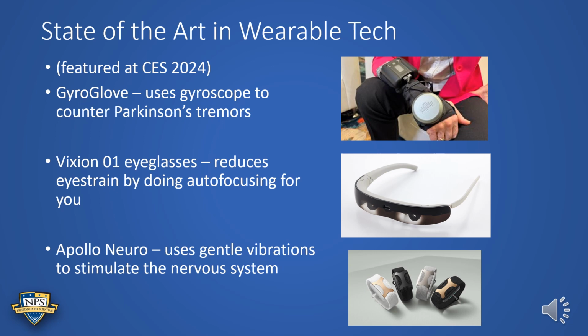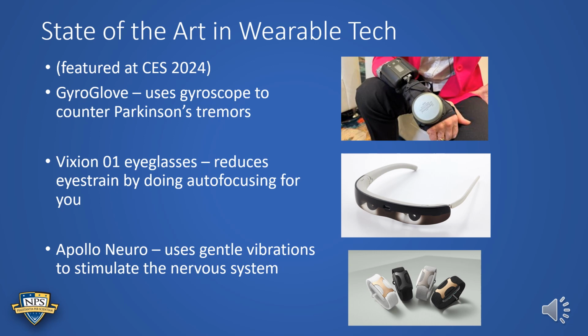The next item is the Viction 01 eyeglasses, which actually reduce your eye strain by performing autofocusing. This is performed by using a time of flight sensor, which lets the glasses measure the distance of the target object and then quickly adjust the lenses on the go. These are not meant to be a replacement for regular eyeglasses, but just meant to reduce your eye strain.